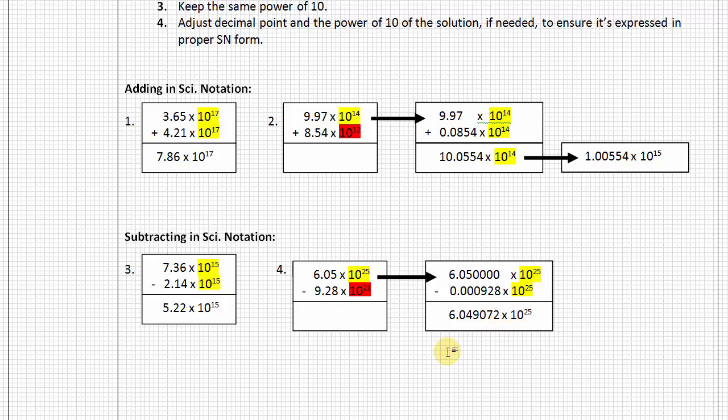So here, when we did our subtraction work, after making sure our powers of 10 were the same, our answer was still in proper scientific notation. Our coefficient doesn't go past the ones place, so we can stop right here, as this is our final answer.